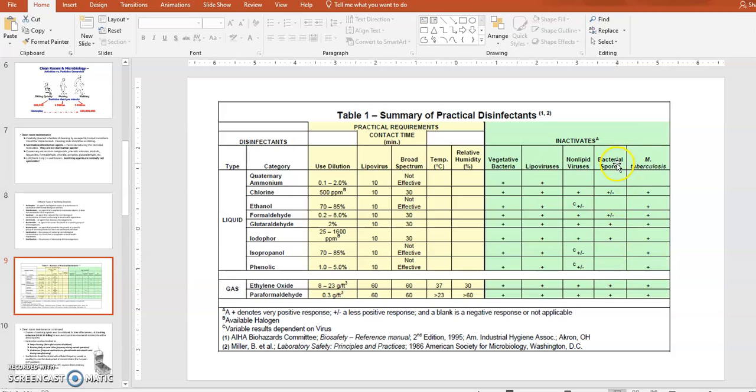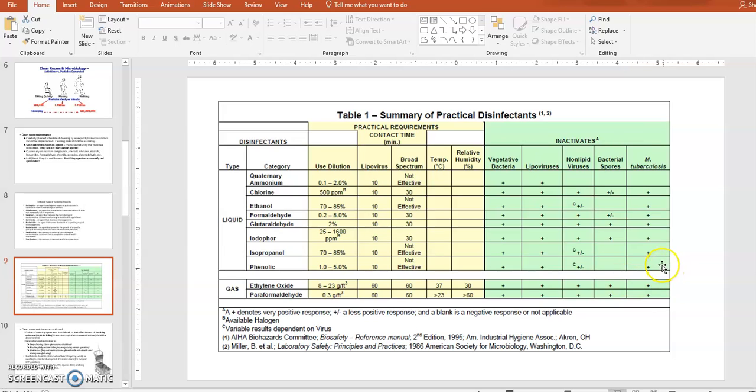The answer is no. Quaternary compounds, no effect. And ethanol, no effect. And isopropanol, no effect. Phenolics, no effect. So these are not sporicides. Only these, like iodophor and glutaraldehyde, and these are kind of questionable. Those can kill spores. Not all of them.